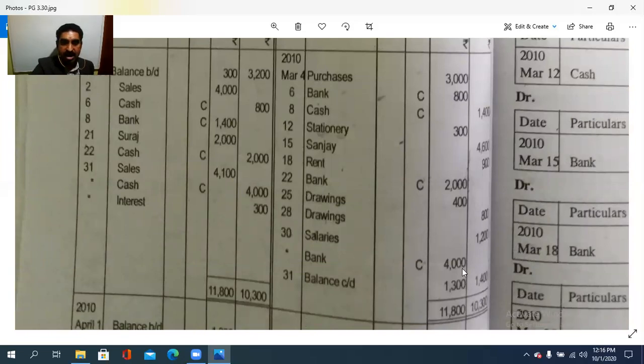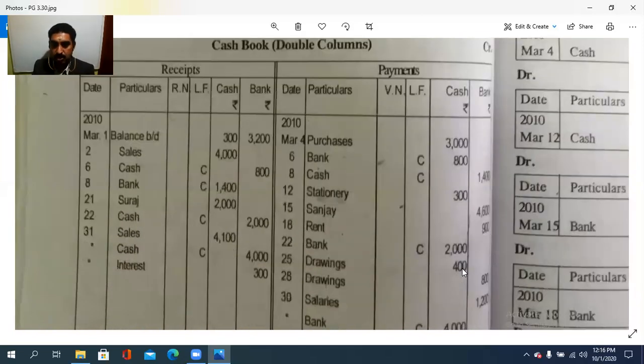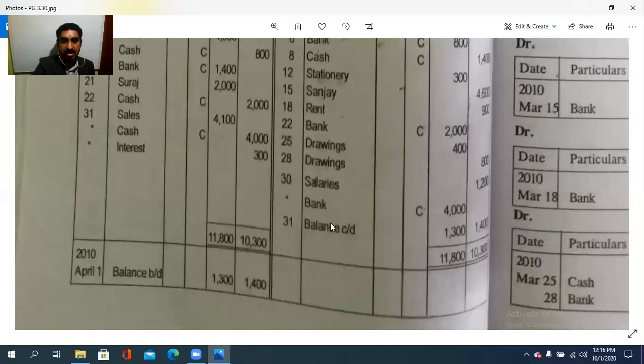Look, and finally, what is that? Interest on deposit credited by bank. So how is it to be? Bank account debtor to interest 300. Then take the total of the debit side as well as the credit side and balance. See, cash and bank are asset items, so their opening balance is on the debit side and closing balance will be on the credit side. So see, balance carried down 1,300 for cash and 1,400 for bank. That is to be brought down here.